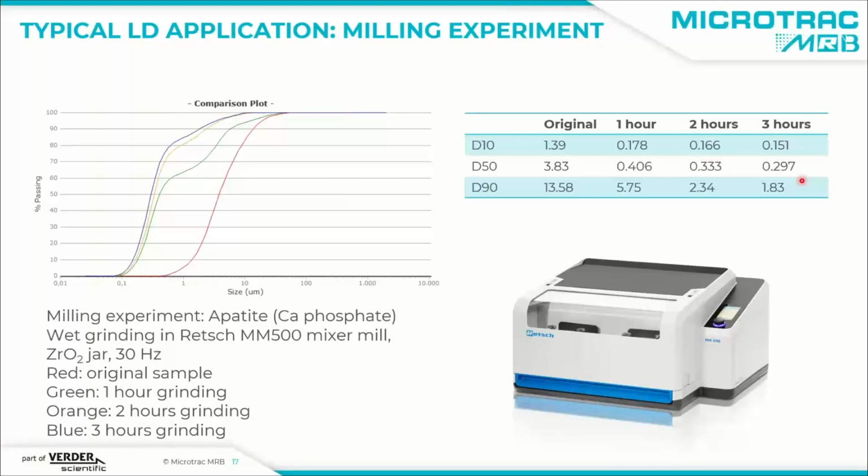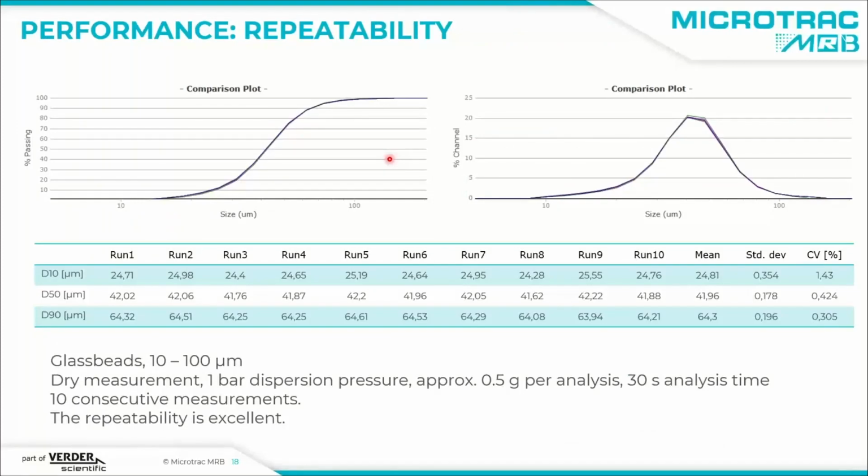So this is a very typical application for laser diffraction: submicrometer particles, milling experiments. Another big advantage of laser analysis and these instruments is the great repeatability. Here we have measured glass bead standards with a size range from 10 micrometers to 100 micrometers 10 times in dry mode, about half a gram per analysis, 30 seconds analysis time, so it's relatively quick. And here you see the repeatability. It's really great, and so that's a very fast and very reliable process.